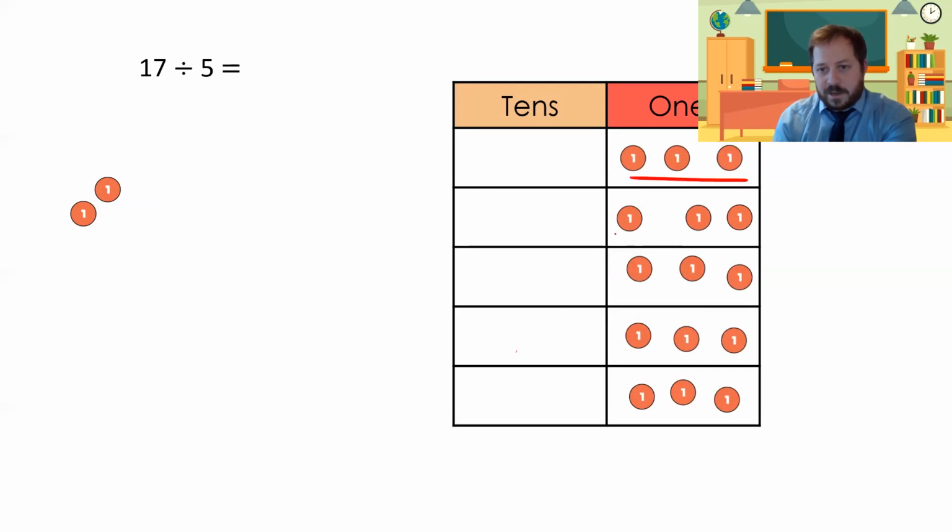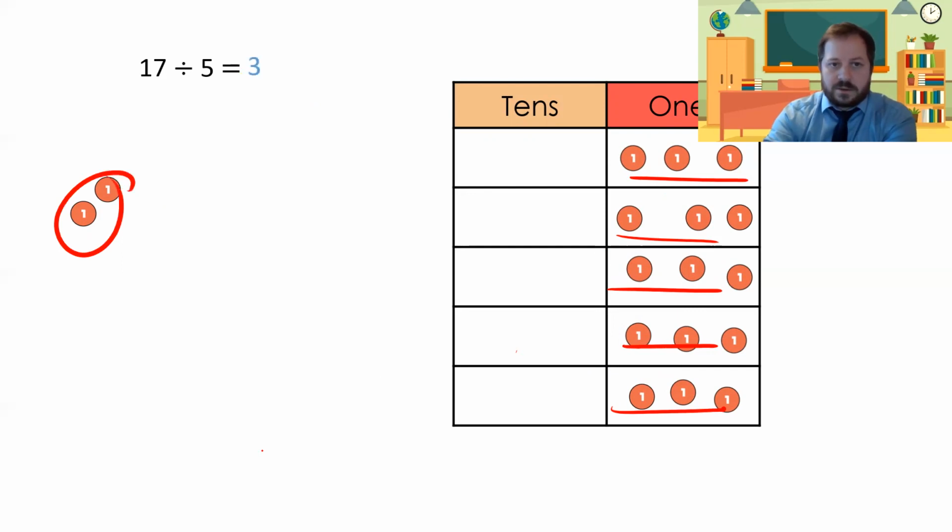We got 3 here, 3 in this one, 3 in this one, 3 in this one, 3 in this one. So it must be 3 with how many we have left over. And the amount we got left over is 2. So it's 3 with the remainder 2.